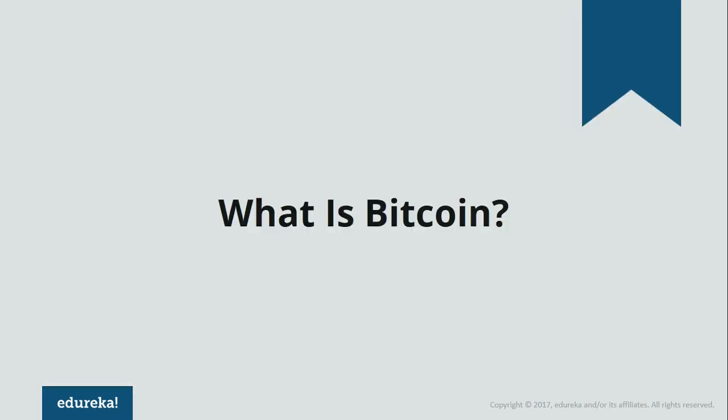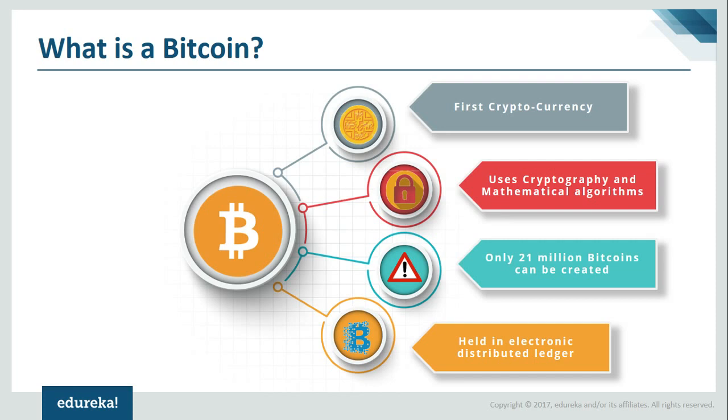Moving on to the first topic of today's session, that is, what is Bitcoin. Now, Bitcoin was the first cryptocurrency introduced by Satoshi Nakamoto in 2009. The idea originally came from a white paper published by Satoshi Nakamoto with the name Bitcoin: A Peer-to-Peer Electronic Cash System. Now, this is the paper as such. This talks about how a cryptocurrency can be used and how it can revolutionize the present system.